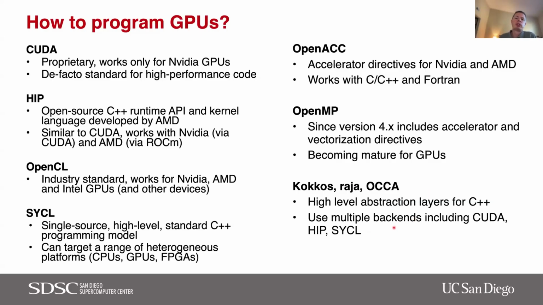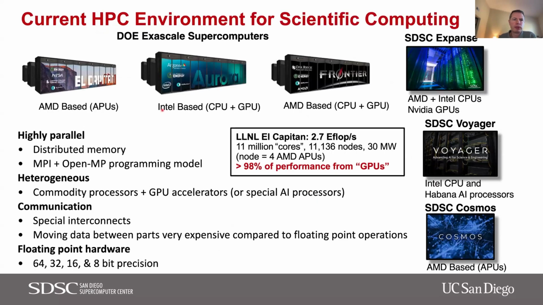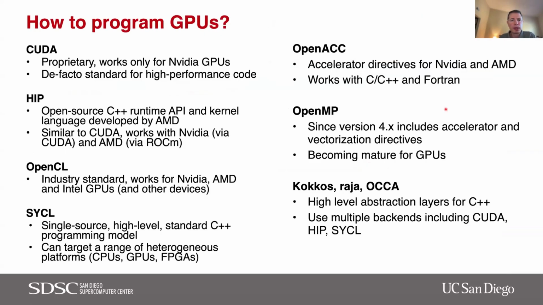So they also can use multiple backends, including CUDA, HIP, and SYCL. And with that, in principle, if you use Kokkos, you can write software that in principle runs on all the different computers. So if you go back here, you have AMD APUs, Intel GPUs, and Nvidia GPUs on our systems.